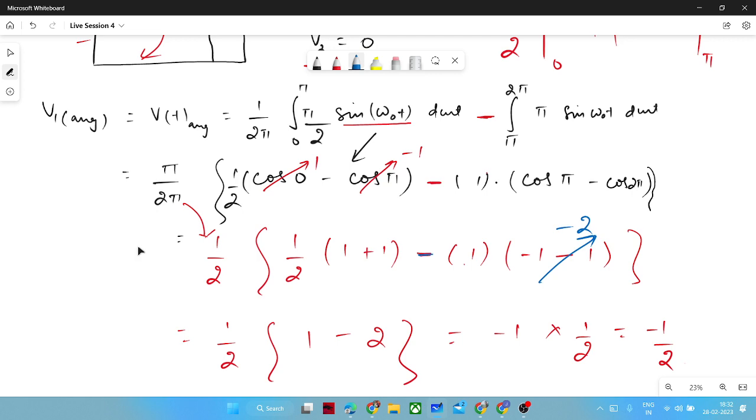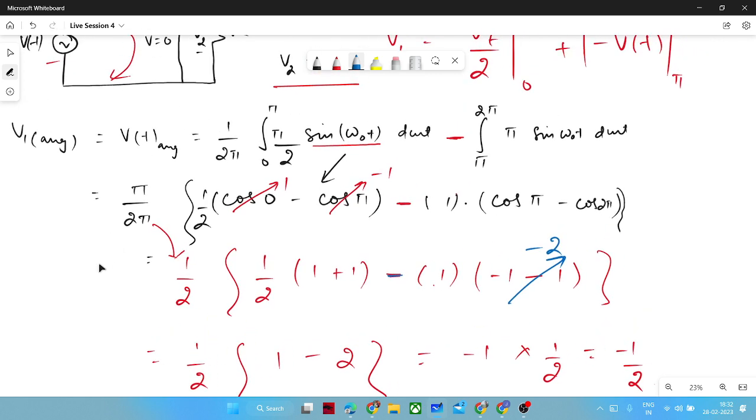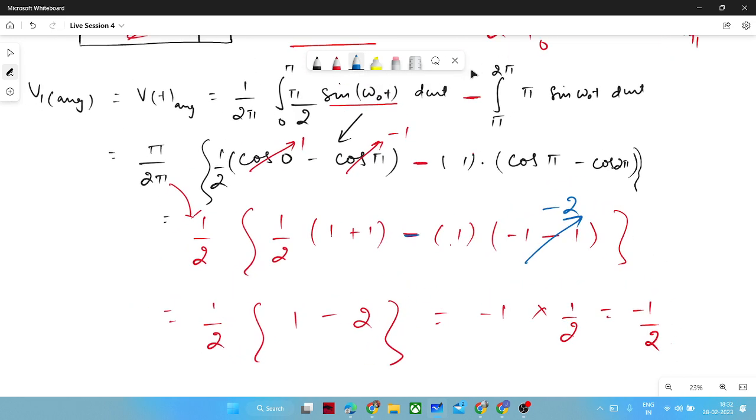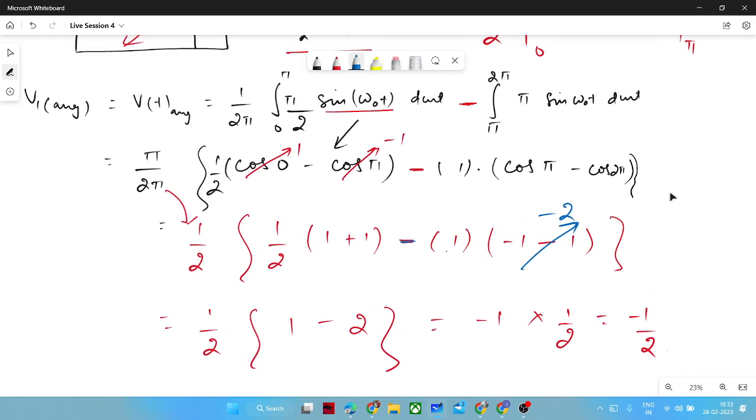It should be minus 0.5. So sine integration minus cos pi. Some calculation error I have committed, I guess. Otherwise it should come to 3, right? Minus 2 into minus 1. So it should be 3 by 2 from the 6. Yes, sir, it is 3 by 2 only, it is coming 3 by 2. I don't know how in the answer they have mentioned minus 0.5.